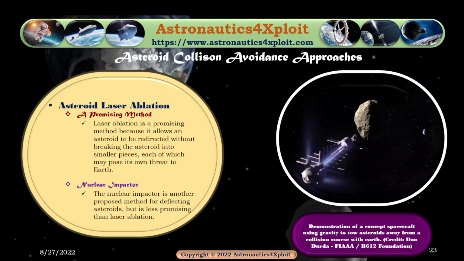Asteroid laser ablation is a promising method. Laser ablation is a promising method because it allows an asteroid to be redirected without breaking the asteroid into smaller pieces, each of which may pose its own threat to Earth. The nuclear impactor is another proposed method for deflecting asteroids, but is less promising than laser ablation. This picture shows a demonstration of a concept spacecraft using gravity to tow asteroids away from a collision course with the Earth.